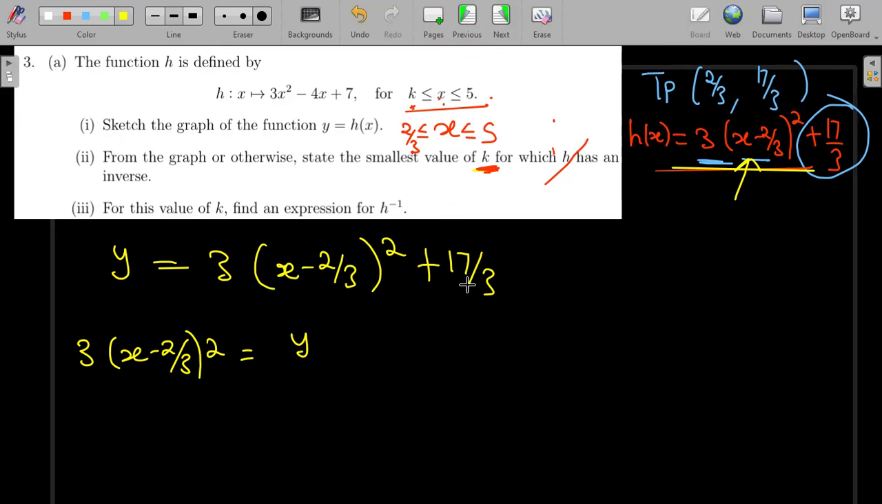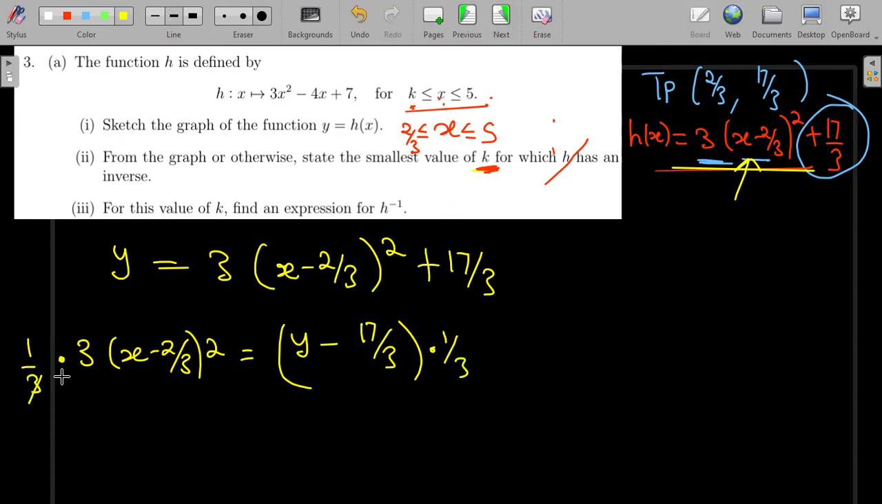From here, I'm going to say that 3x minus 2 over 3 squared is equal to y, and then this 17 over 3 goes to the other side. So it's y minus 17 over 3. Then from here, I can divide both sides by 3, or dividing by 3 is the same as multiplying both sides by 1 over 3. So I multiply this side by 1 over 3, and this side I also multiply by 1 over 3.